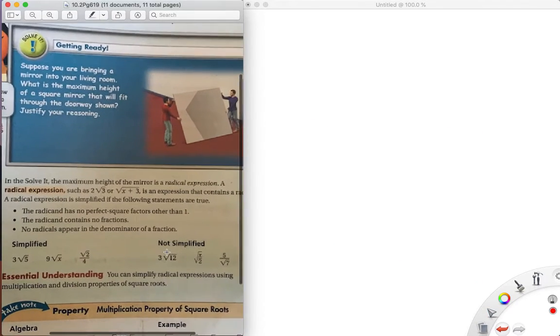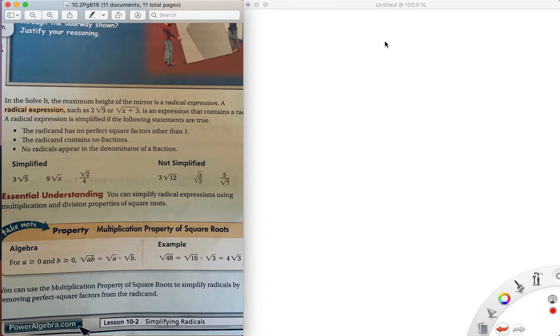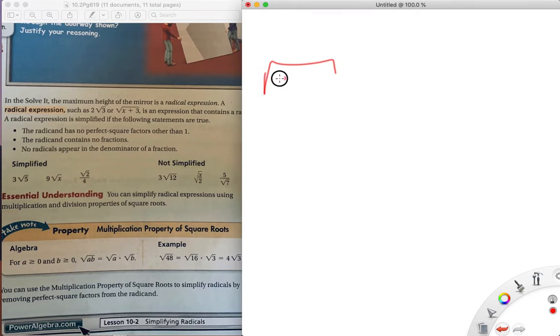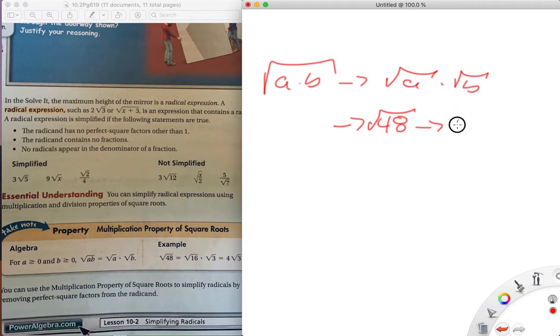One of the things about radicals is that you can break them up. The book says the product of A and B under the radical sign can be the radical of A times the radical of B. For example, the square root of 48 can be broken up into 3 times 16, which can be 4 square root of 3. It's called the multiplication property of square roots.